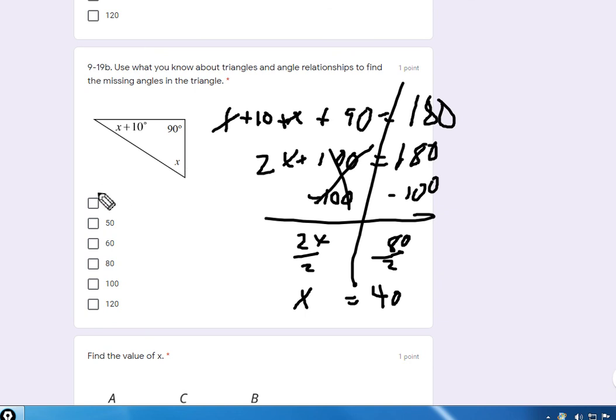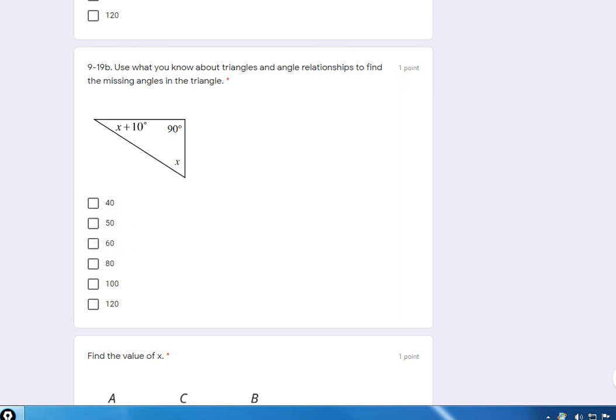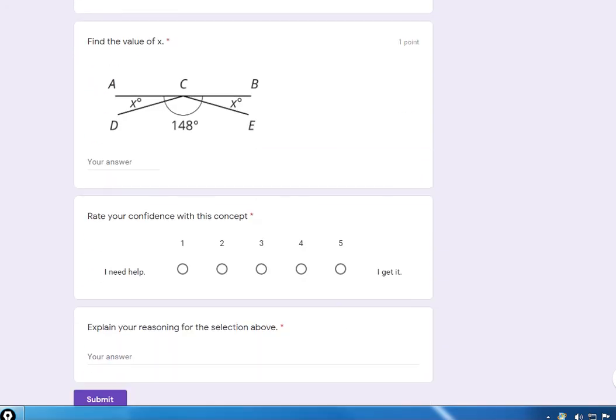So we know this side's 40. Okay, and this is 40 plus 10, so that has to be 50. Okay, so moving along. Let's try to keep this moving. We have the last question, which is awesome. We're almost done. Okay, here we go. We have a straight line right there. So I know that straight line is 180 degrees.